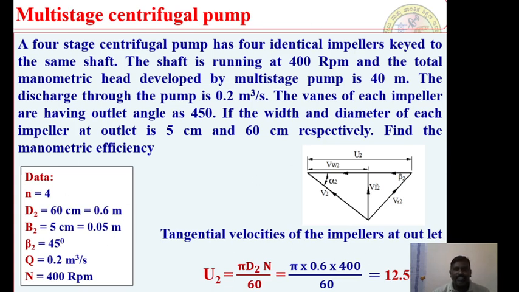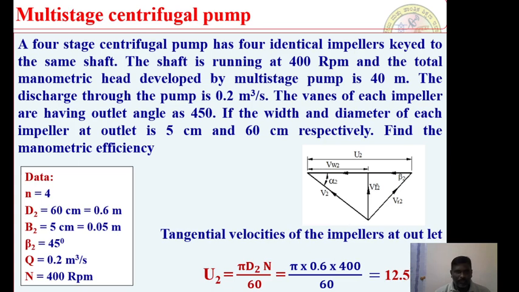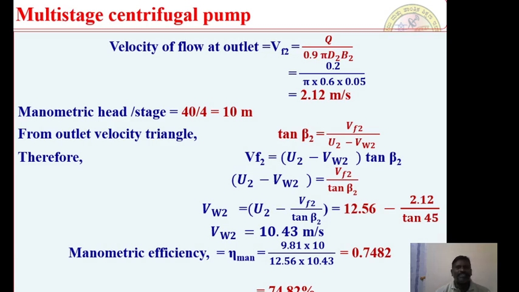Therefore, the tangential velocity of the impeller at outlet is u2 equal to pi D2 N by 60. You calculate that because it is given in the problem. Velocity of the flow at outlet Vf2 is equal to Q divided by 0.9 pi D2 B2, where the 0.9 accounts for the area loss, which is not available in this case. Therefore, you just calculate the velocity of the flow at outlet. Vf2 is equal to Q divided by 0.9 pi D2 B2.